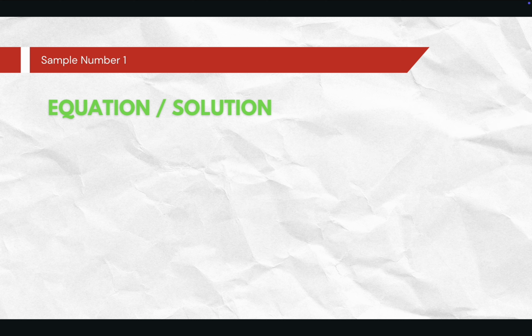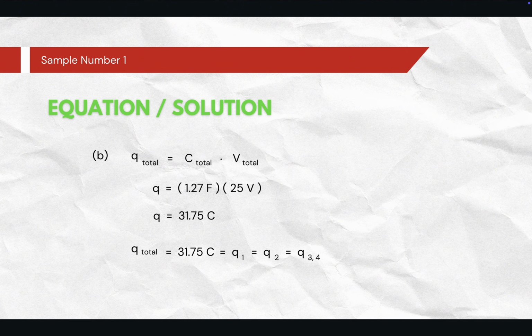Next is the charge stored. C total times V total. Yung 1.27 F na nakuha natin kanina, times natin dun sa given na volt na 25. Magiging 31.75 C. Ganun lang. Q sub total is equal to 31.75 C is equal to Q sub 1, Q sub 2, Q sub 3, and 4. Ganun lang.